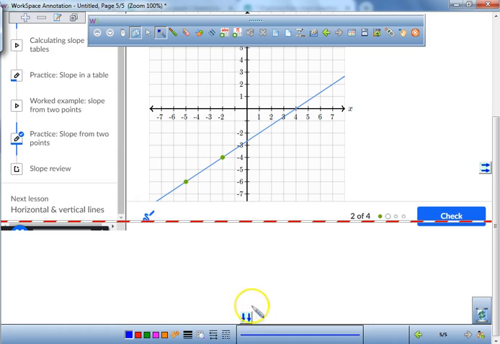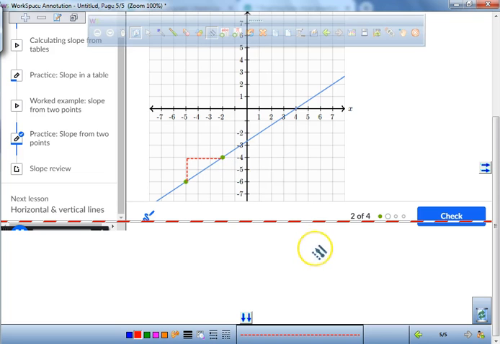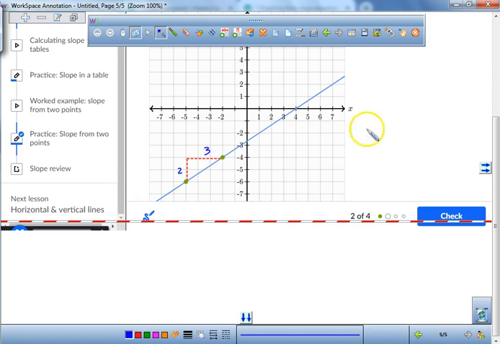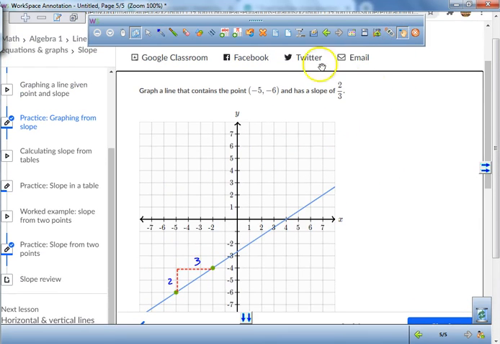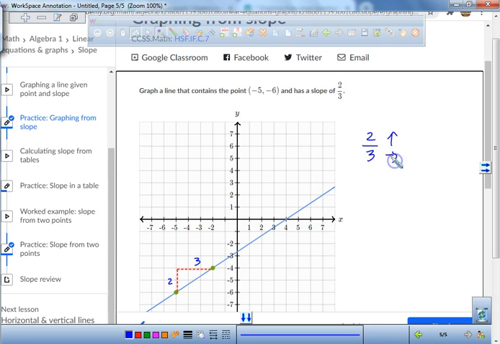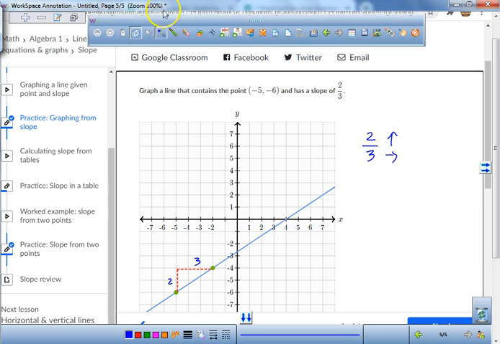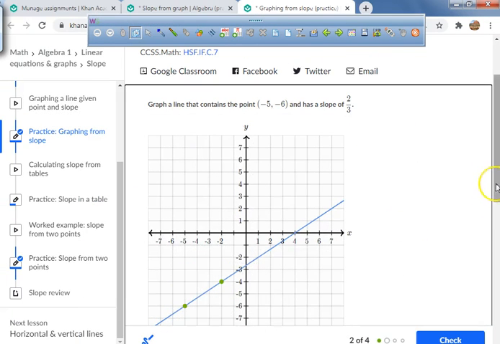All right, let's take a look at this baby. Did I go up 2 units and over 3 units correctly? Up 2, over 3. That's what a slope of 2/3 means. If I have a slope that's positive 2 over 3, that means I go up 2 and over 3. That's how easy it is.